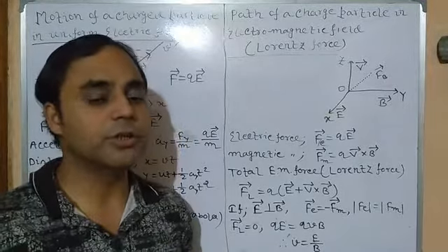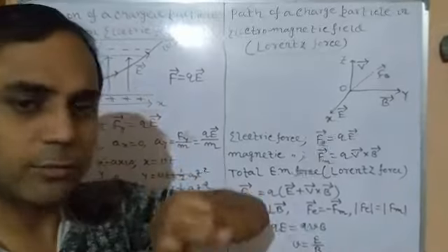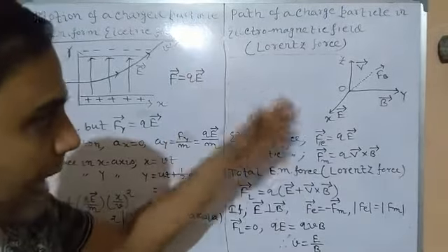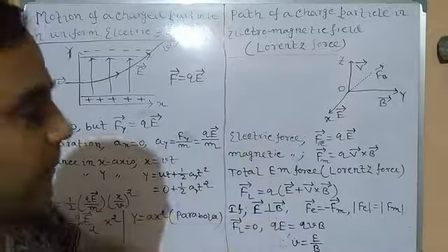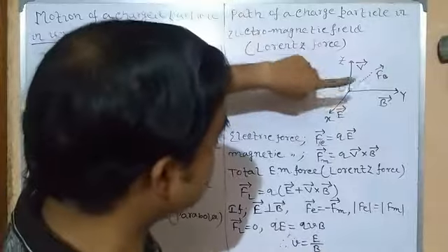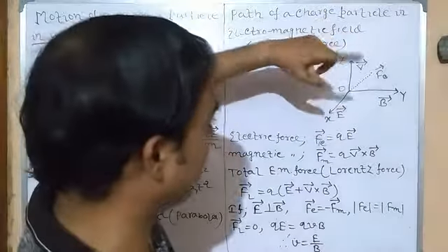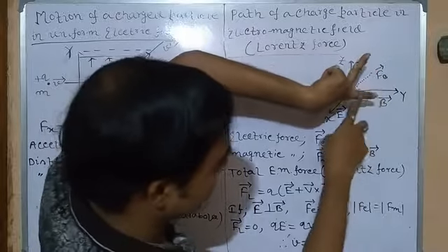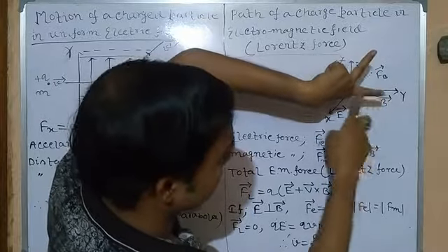For that, we will use Fleming's left hand, that is the motor rule. We can easily find out the direction of the magnetic force acting on the particle. Now since this is the magnetic field, we will use Fleming's left hand rule. So you can see the index finger is towards the magnetic field.